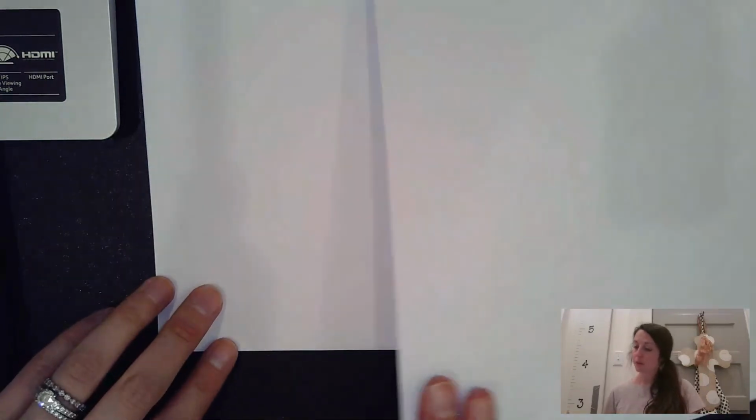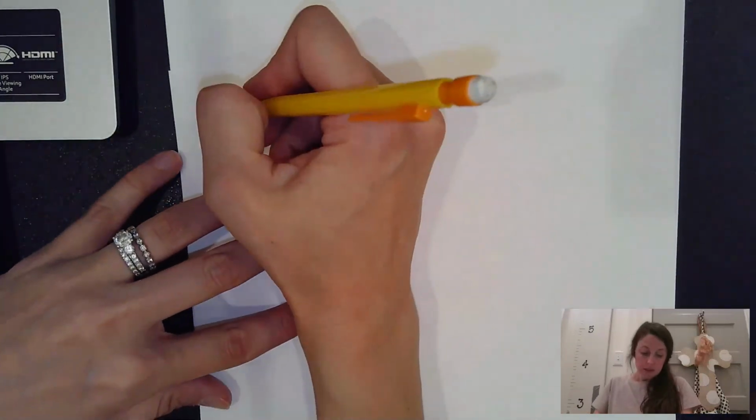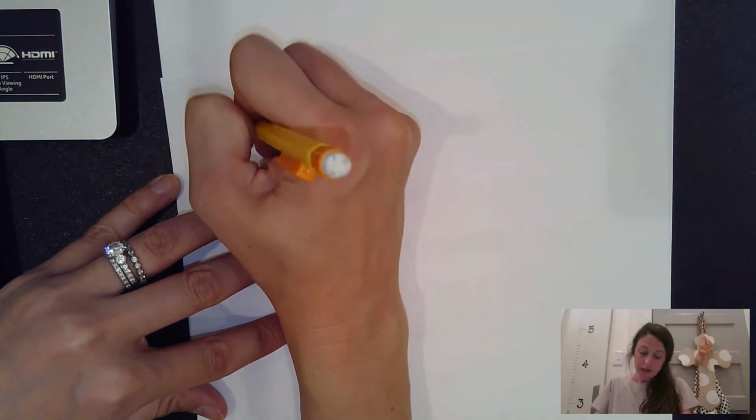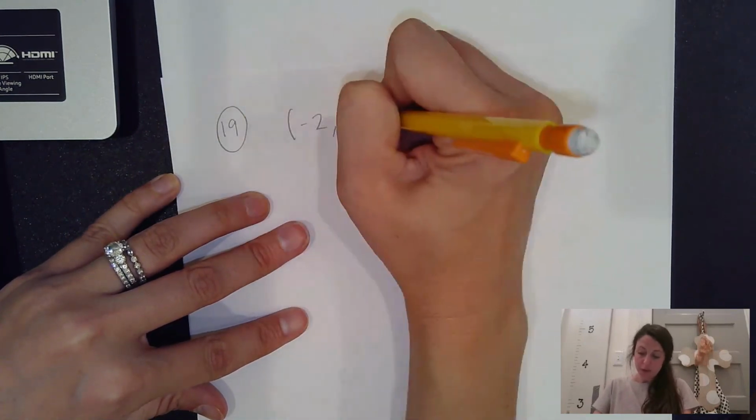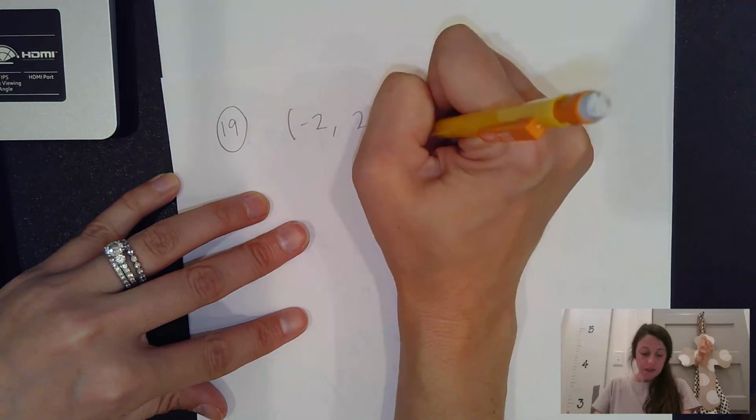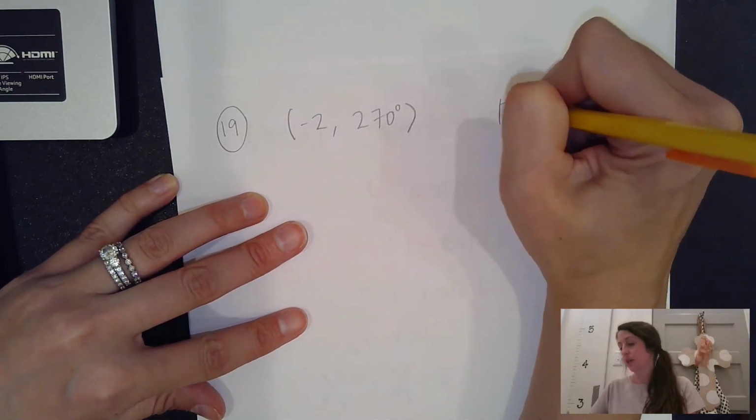Alright, so then we talked about polar coordinates. So if I had the polar coordinate (-2, 270), and I wanted to find the rectangular coordinates.